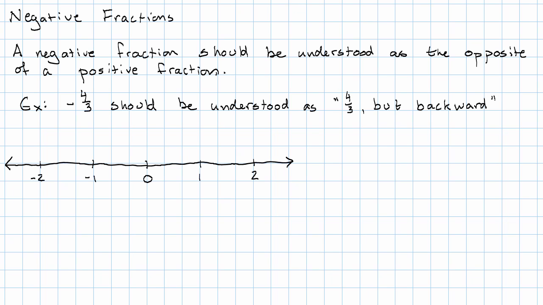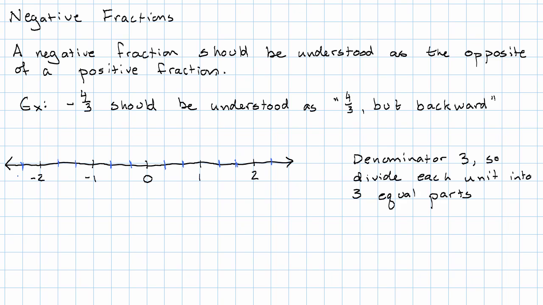My denominator is 3, so I want to divide each unit into 3 equal parts. Notice I drew my number line to make that easy. 4/3 then, we would start from 0 and count out 4 little pieces. Positive 4/3, we do that going to the right. For negative 4/3, we do the same thing, but going to the left.